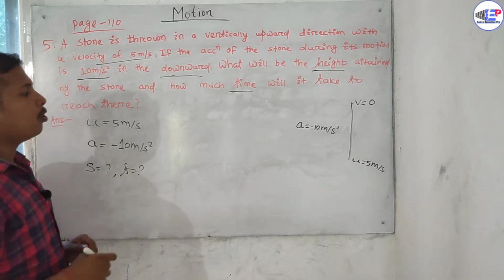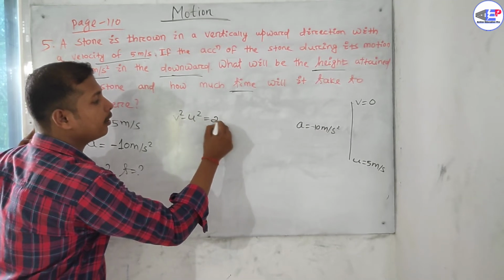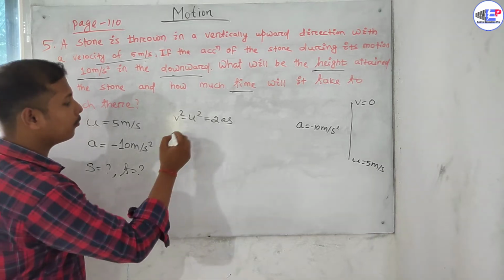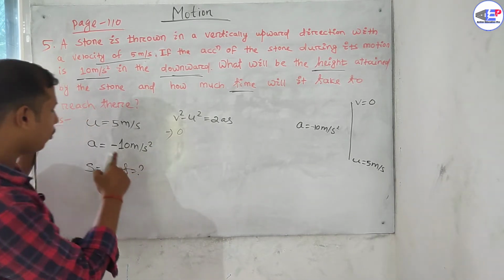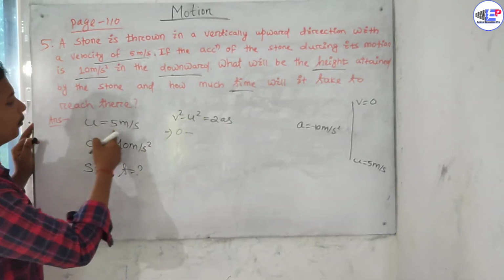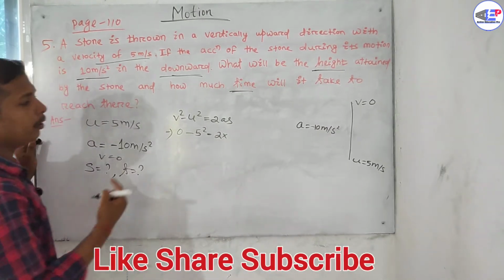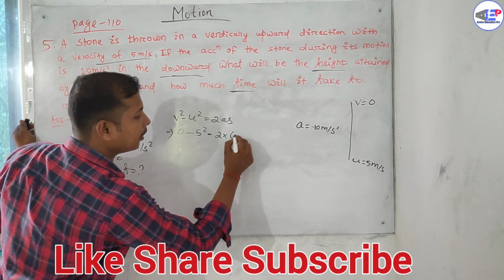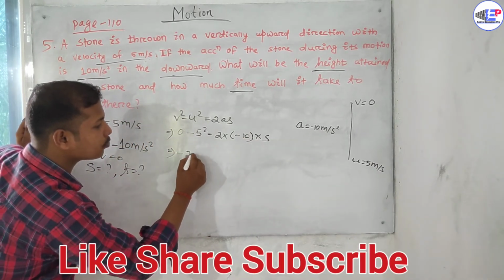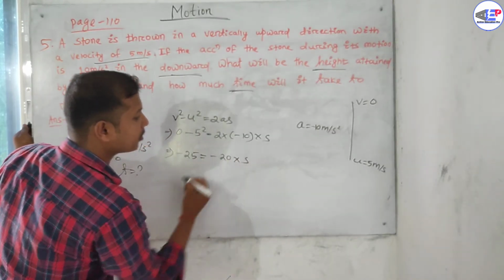From equation of motion, we know that v square minus u square is equal to 2as. By using this formula, we can calculate the distance. Here v is 0, u is 5, which is equal to 2 into a. Here a is minus 10, into s. This will be equal to minus 25 equal to minus 20 into s.